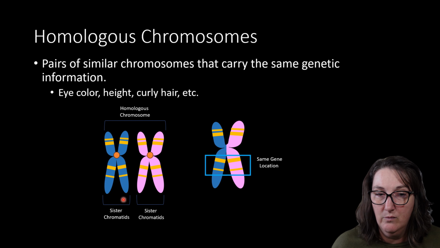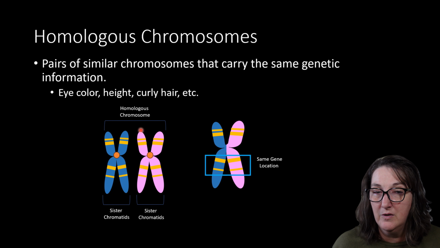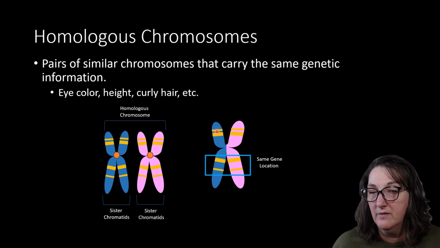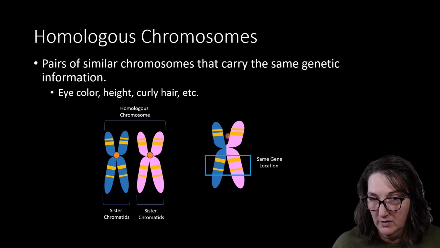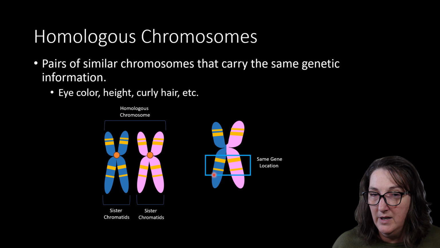Now your dad will go in and he will make sister chromatids. When he replicates, he's going to have one half of this chromosome. It's going to replicate and create what are called sister chromatids. And your mom's chromosomes are going to do the same thing. And then later on, they're going to fuse, come together, and start swapping information back and forth.